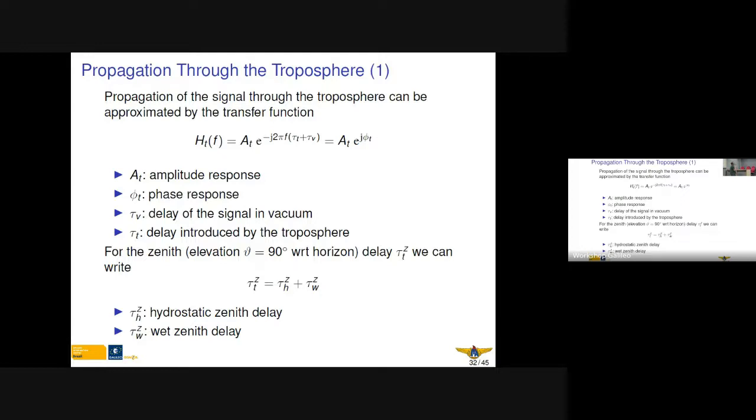And for the zenith, elevation is 90 degrees with respect to horizon. A delay, tau z t, zenith delay. We can write that this zenith delay is dependent on the hydrostatic zenith delay, tau z h, and tau z w is the wet zenith delay. So we can break that up into these two components, the hydrostatic zenith delay and wet zenith delay.